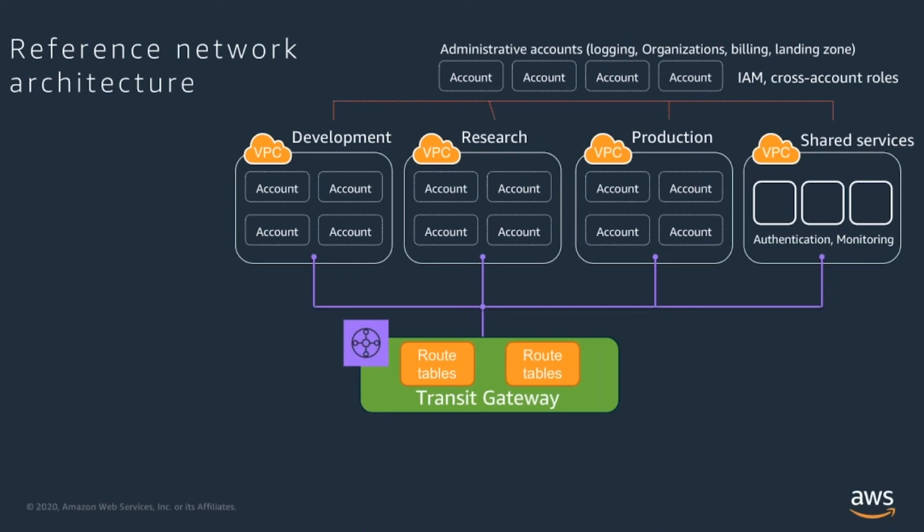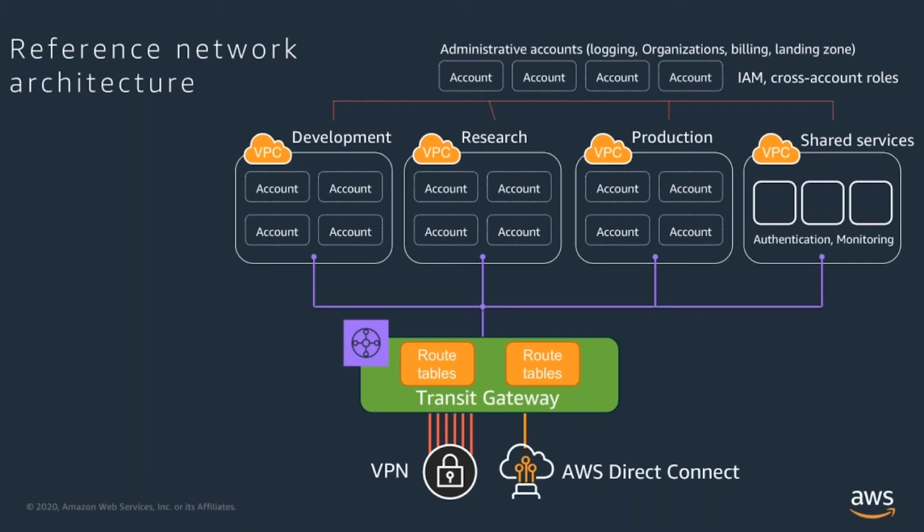For example, you can control that you don't want your development VPCs to talk to your production VPC, but you can allow your development VPCs to talk to your shared services VPC. So you can control your east-west traffic. You can also have a centralized VPN or Direct Connect terminating on the transit gateway.